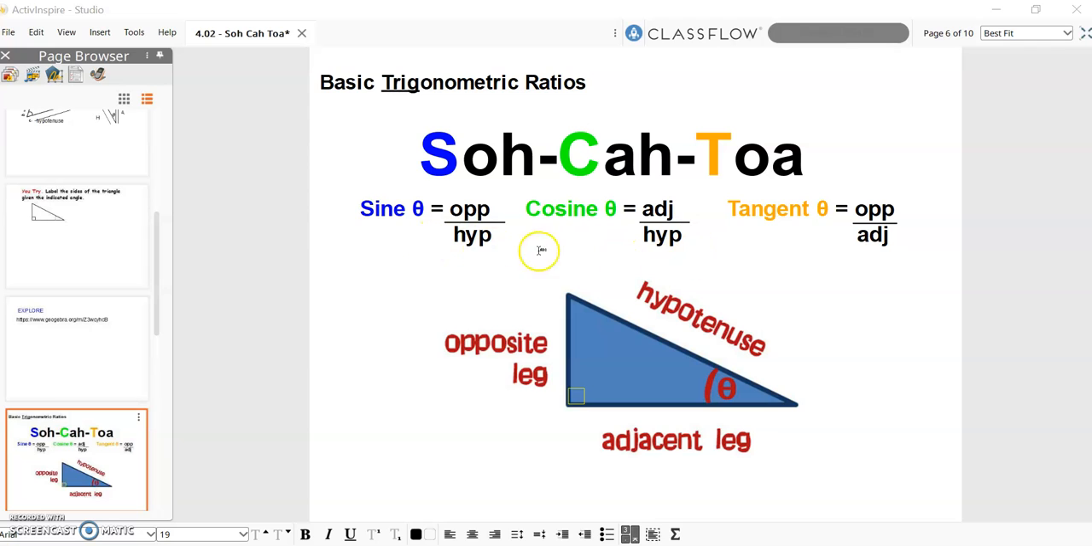Remember, hypotenuse is always in the denominator. And I like to think that opposite is never in the denominator. Two things that kind of help you memorize everything.